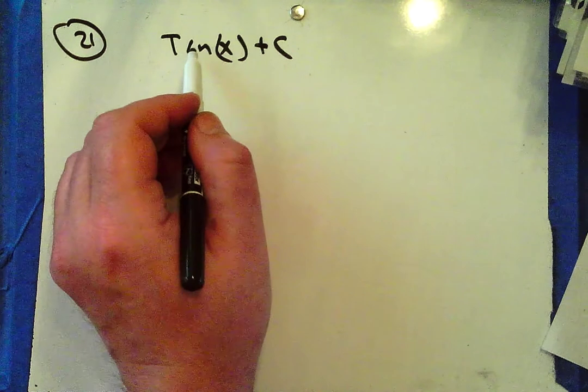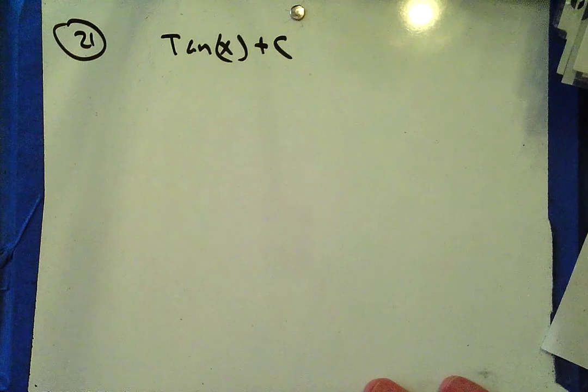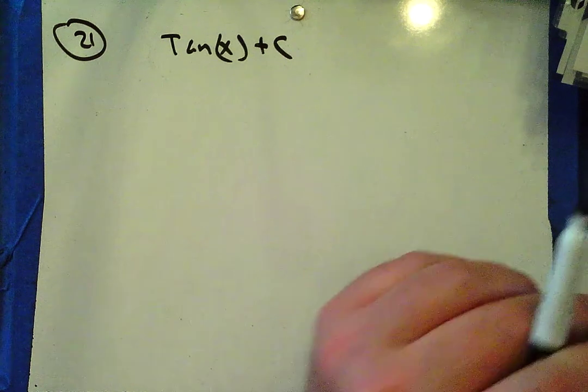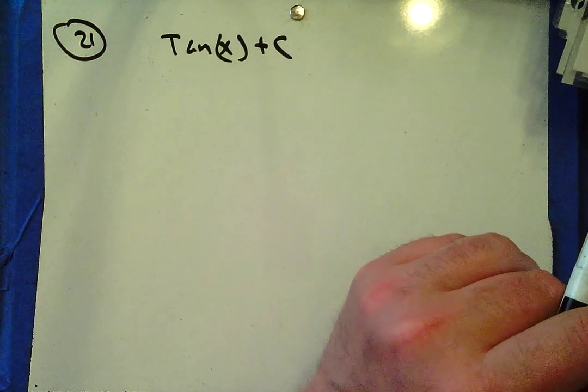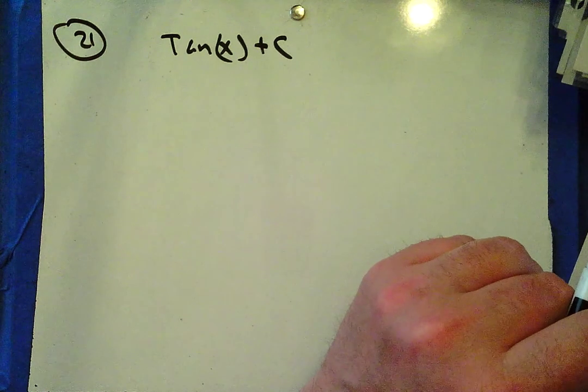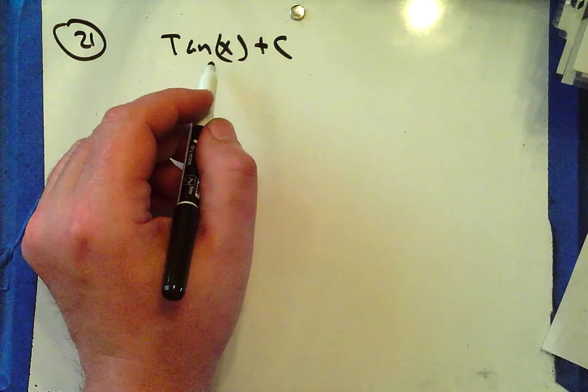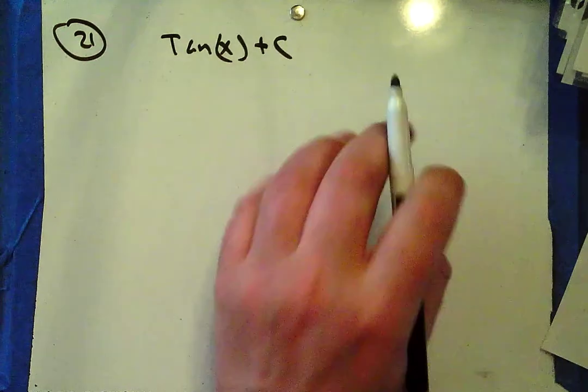So if I'm looking at a bunch of tangents, tangent x plus c, whose antiderivative is tangent? I don't know. The derivative of tangent would be secant squared, and I don't see a secant squared here. All right, let me try it a different way.